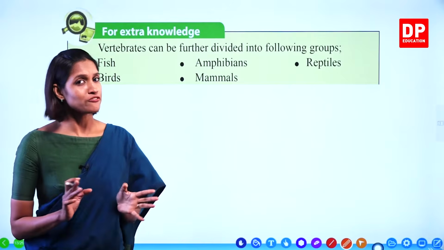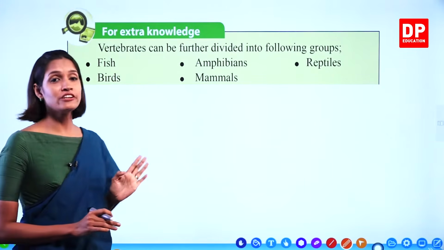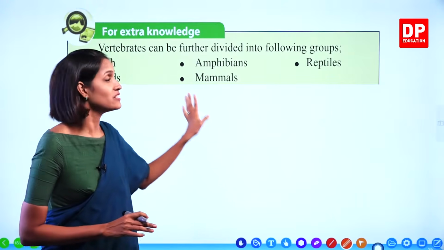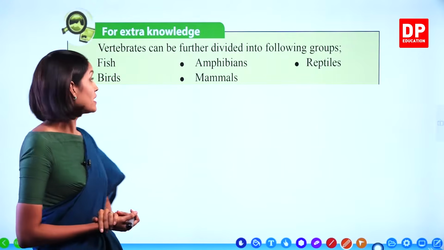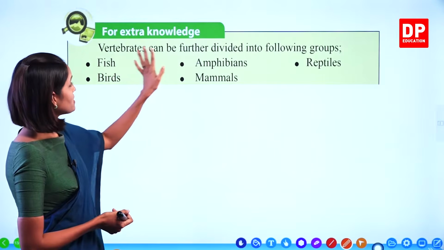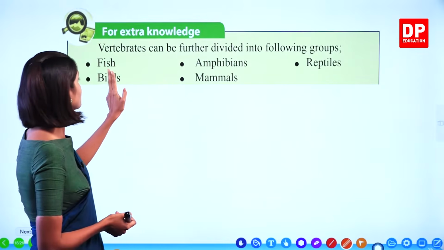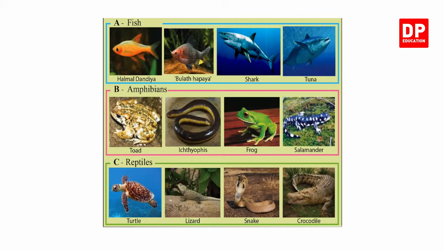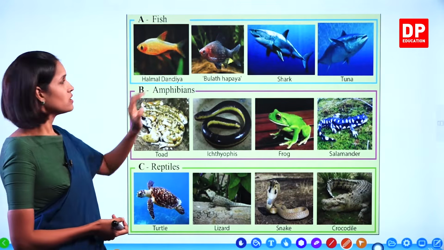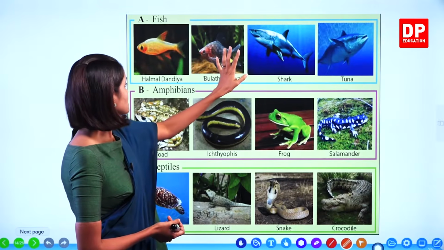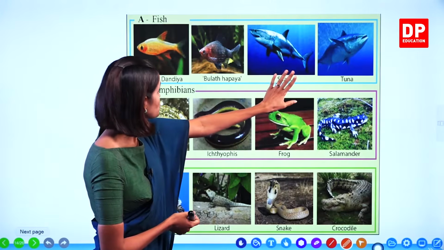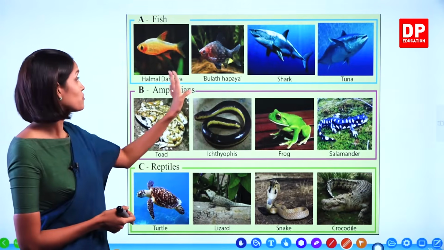But apart from that feature, they have so many other differences. That is why the vertebrates are categorized under 5 groups. That is, as I told you, fish, amphibians, reptiles, birds and mammals. Okay, so we will go to the examples. Now look at this one. The first group is fish. Look at these different examples. Halmaldandia, Bulatapea, shark, tuna, right? There are many other examples for fish.